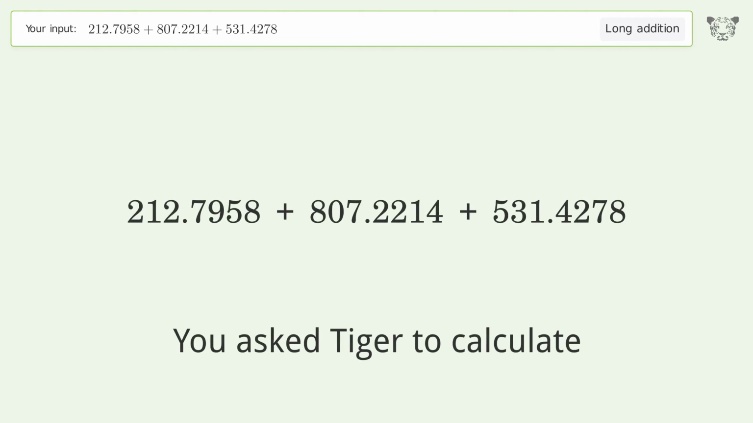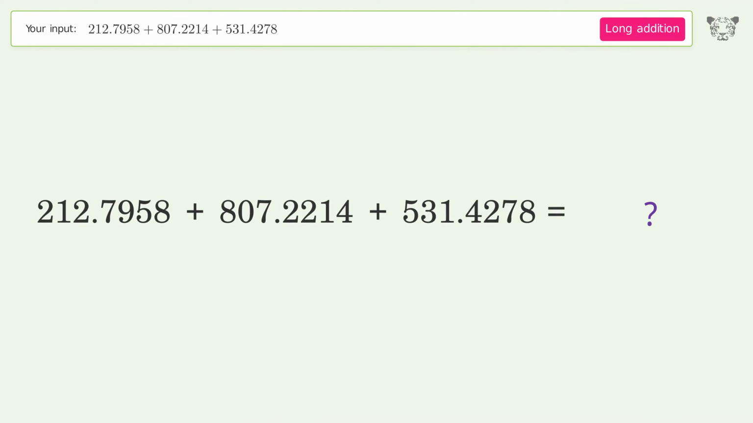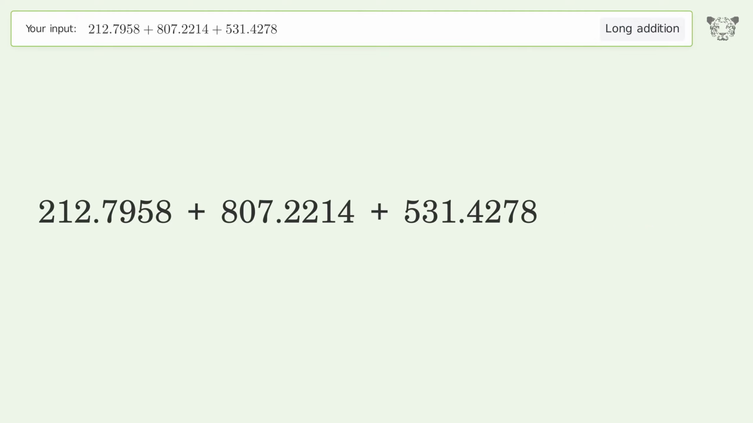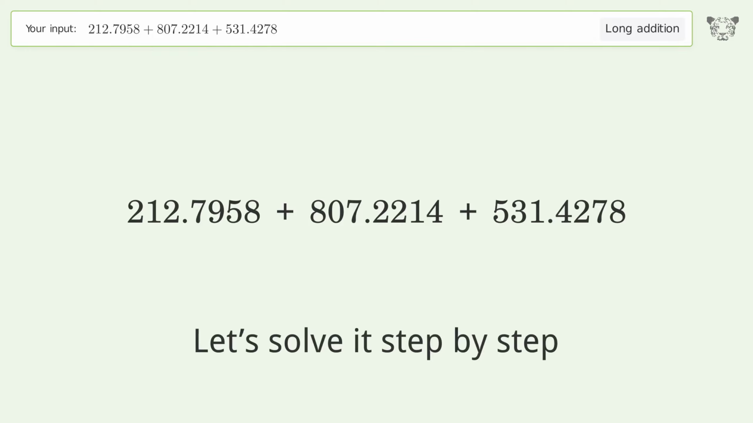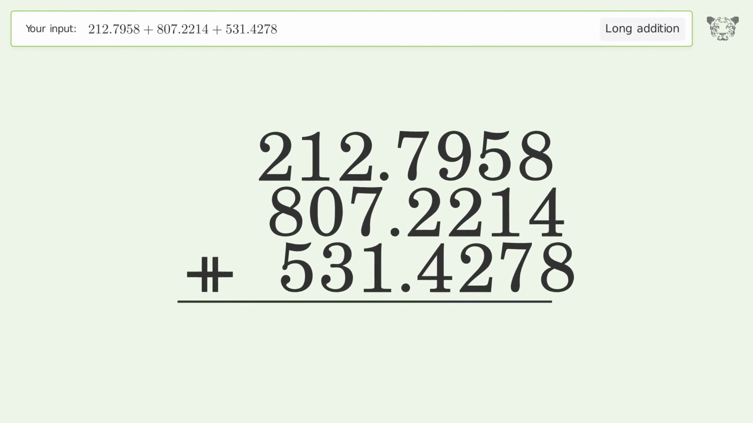You ask Tiger to calculate. This deals with long addition. The final result is 1551.445. Let's solve it step by step. Rewrite the numbers from top to bottom, aligned by their place values.